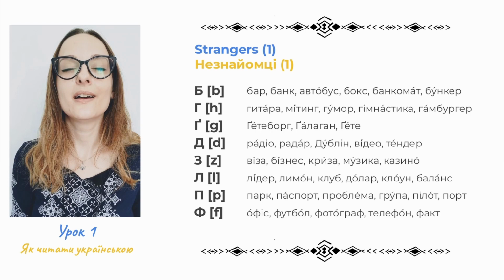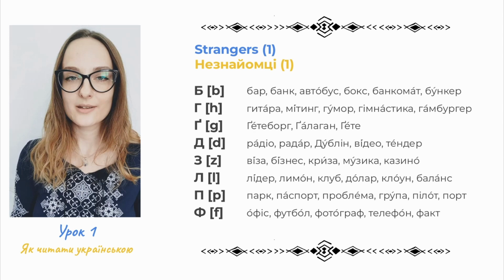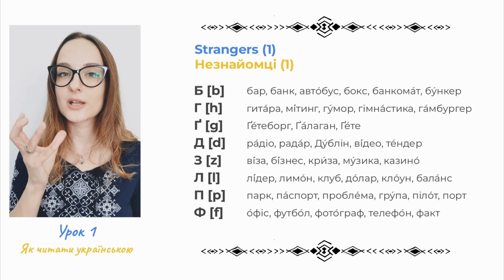The next letter, Г. If you learned Russian, you will feel the difference now, because the Ukrainian letter Г is different from the Russian letter Г. It's a more fricative sound. Let's read the words with it.